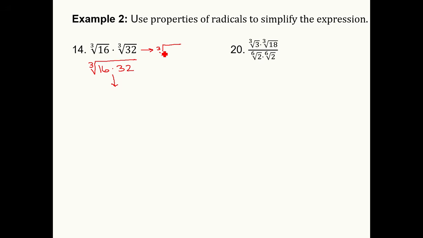So here I've got the cubed root of, let's see, 16. A perfect cube is 8 times 2, times then I've got my cubed root of 32. Well, that's 8 times 4. Okay, well, I can break apart each of those. Say that first one is the cubed root of 8 times the cubed root of 2 times another cubed root of 8 times the cubed root of 4. I can group these two cubed root 8s out front.